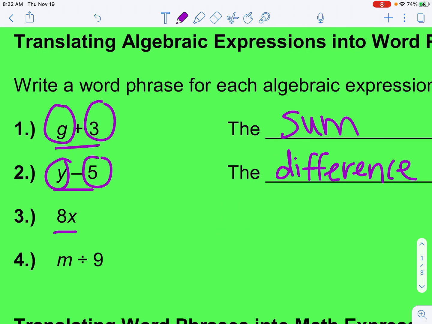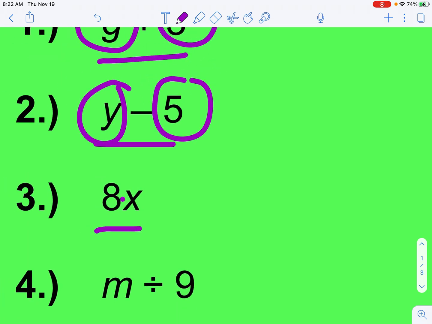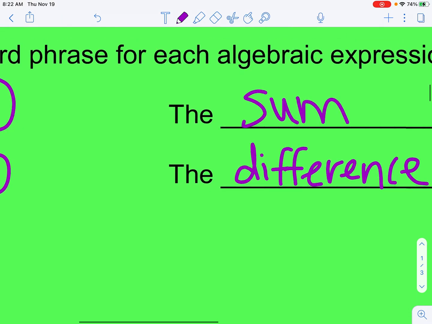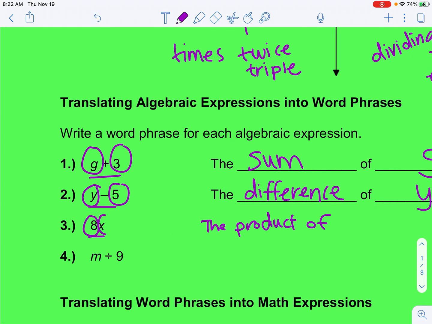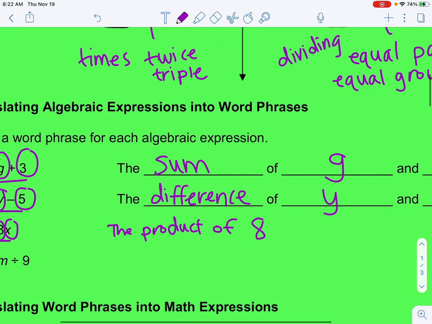Let's move on to number 3. This time, there's no sign in between the 8 and the x. It always means we're multiplying. So the answer to a multiplication problem is the product. So our sentence is going to say the product of 8 and x.